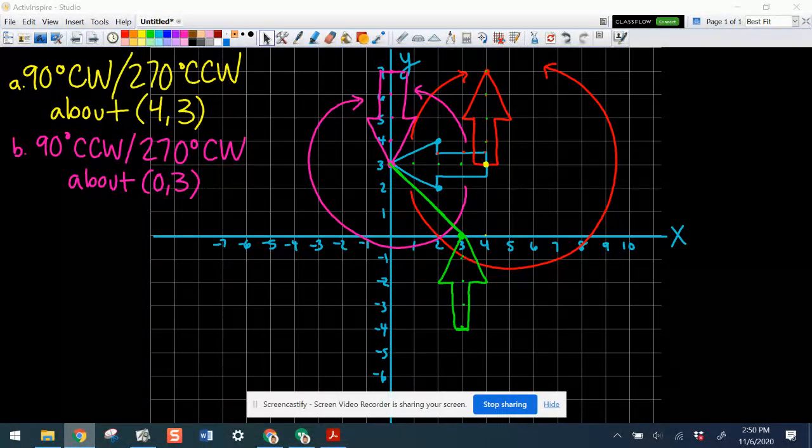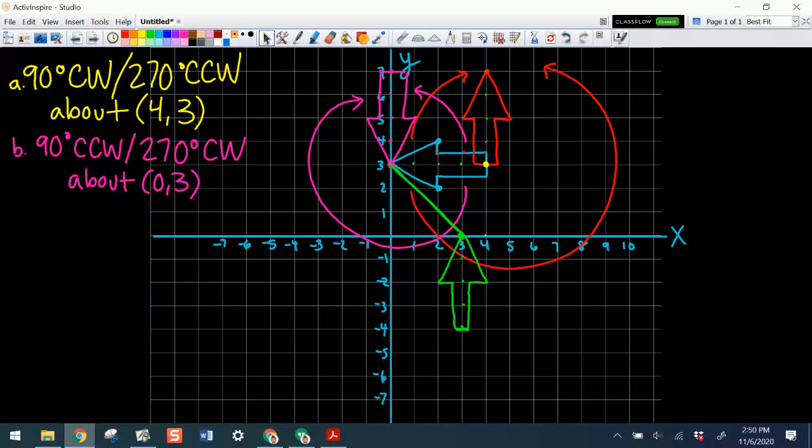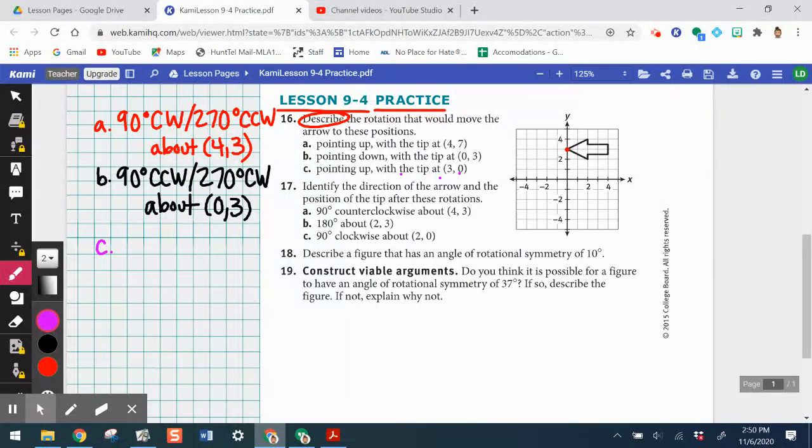So let's go back to our page. It says pointing up with the tip located at (3, 0). So let's think about that for a moment. So I want to move to this more clear screen here, and we see that the tip of the arrow should be located at (3, 0). So I'm just going to draw it out just a little bit.